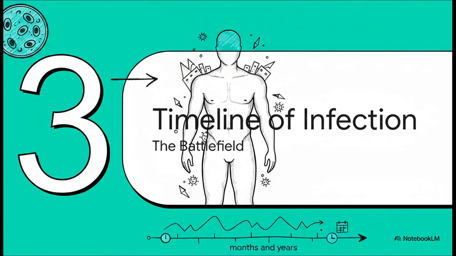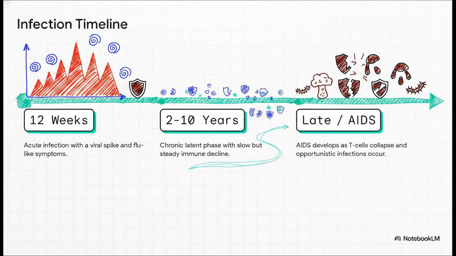Think of this as the battlefield. When we step back from the cellular level, we can map this invisible battlefield over a timeline of months and years. First up, we have the acute infection, which lasts about 12 weeks. The virus heavily spikes in the blood, and patients almost always experience flu-like symptoms.